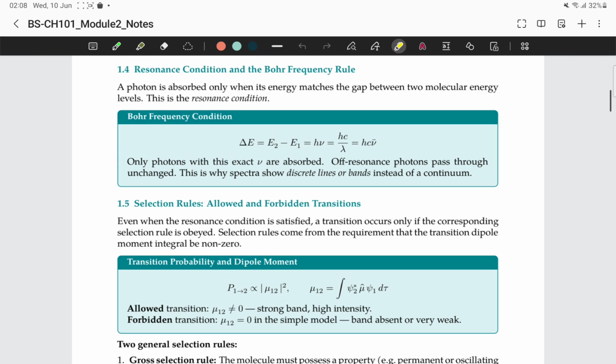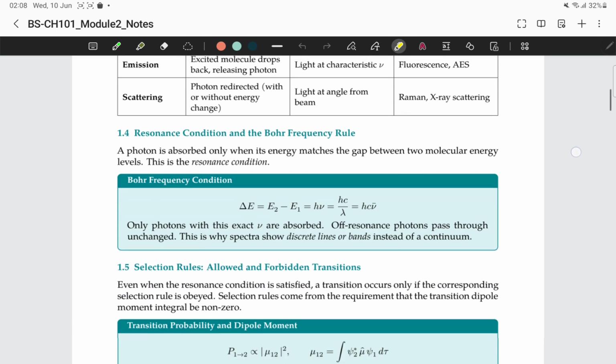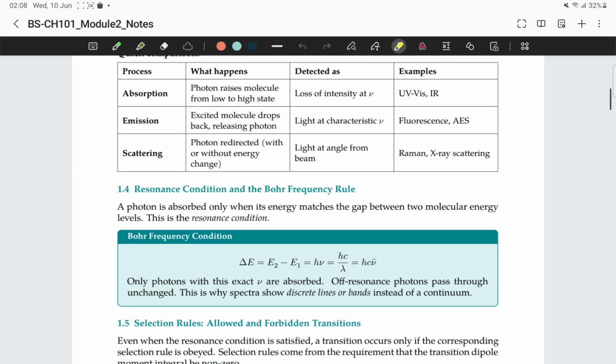So here we will be covering the resonance condition and Bohr's frequency rule. After we have covered the three ways our photons interact, that is absorption, emission and scattering, we will now decide that a molecule will absorb or emit when the photon energy matches the gap between two molecular energy levels.